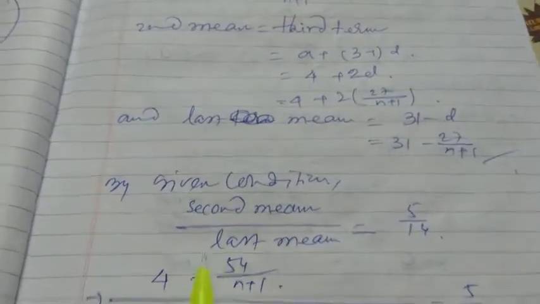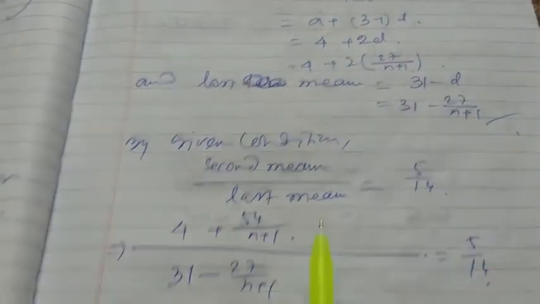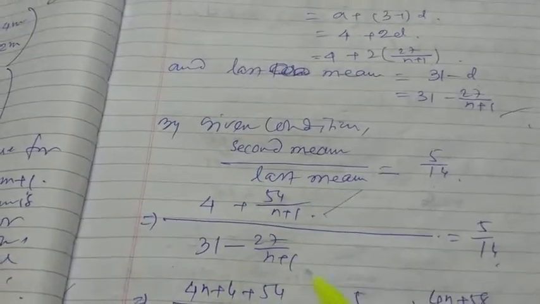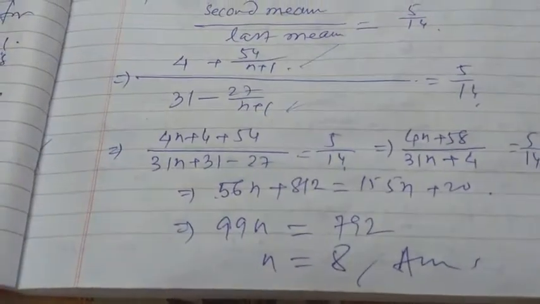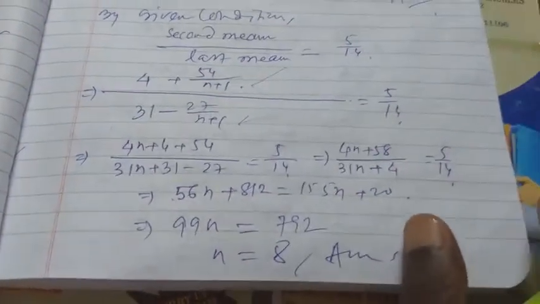By the given condition, second mean by last mean is equal to 5 by 14. Put the value, second mean is this and last mean is this, and we got n equal to 8. Okay, this is your solution.